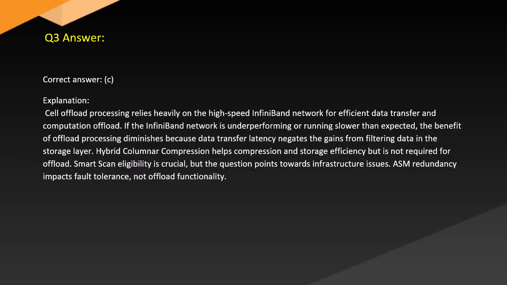Answer. Correct answer: C. Explanation. Cell offload processing relies heavily on the high-speed InfiniBand network for efficient data transfer and computation offload. If the InfiniBand network is underperforming or running slower than expected, the benefit of offload processing diminishes because data transfer latency negates the gains from filtering data in the storage layer.